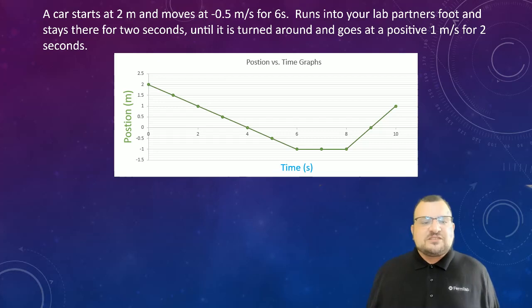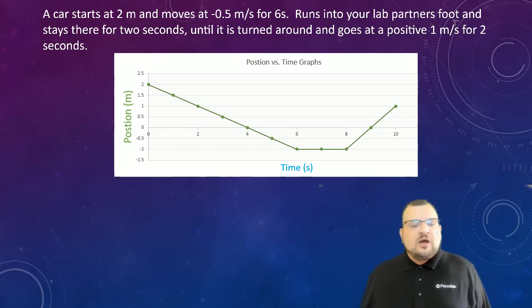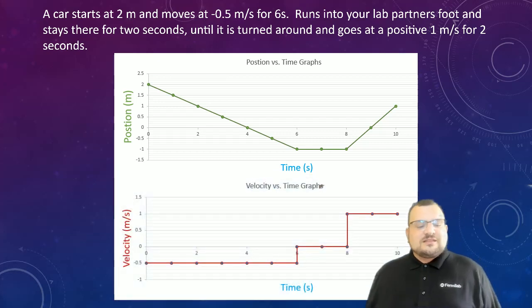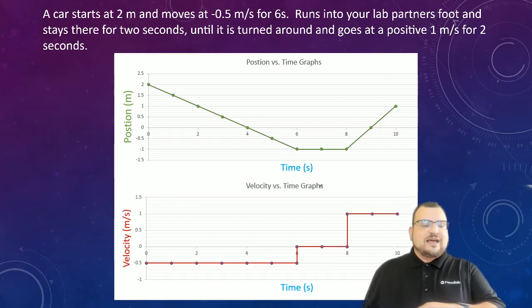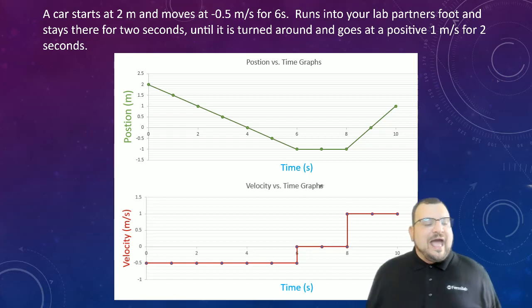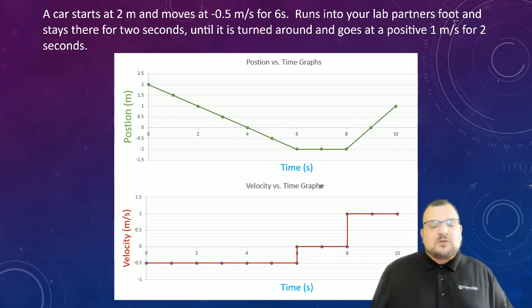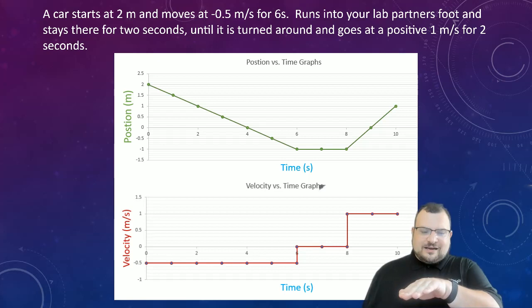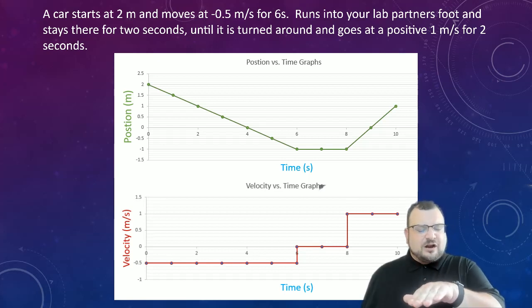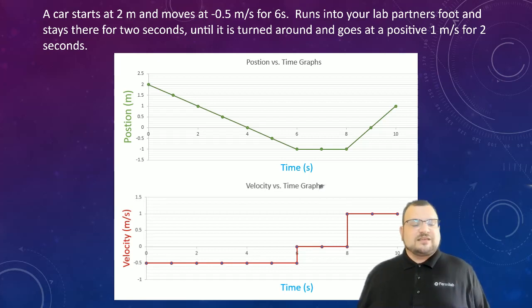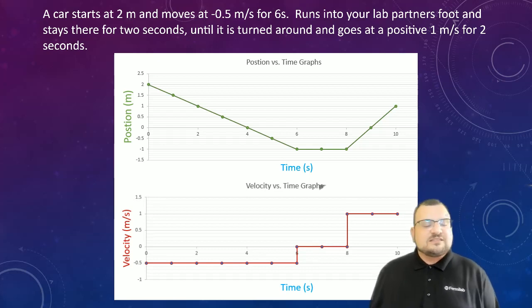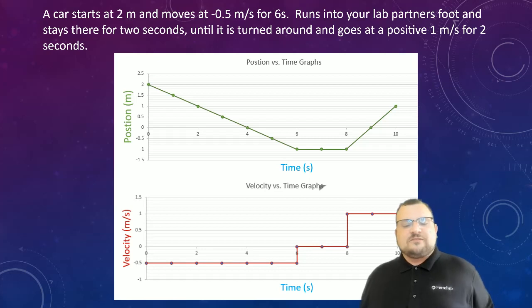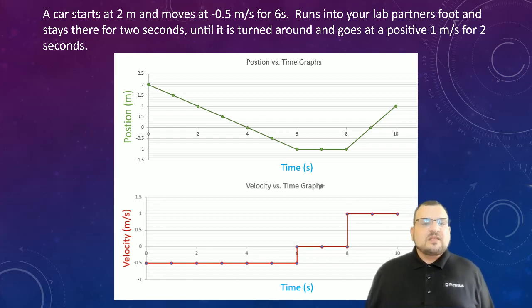So this is a position graph. We can also show a velocity graph. So this is how that velocity is changing with time. For that first 6 seconds, we are sitting right there at negative 0.5 meters per second. Between 6 and 8 seconds, our cart is just not moving. So it's at 0 meters per second, our velocity is 0. And then for the last 2 seconds, our velocity is positive 1. So we're moving in the positive direction at 1 meter per second.